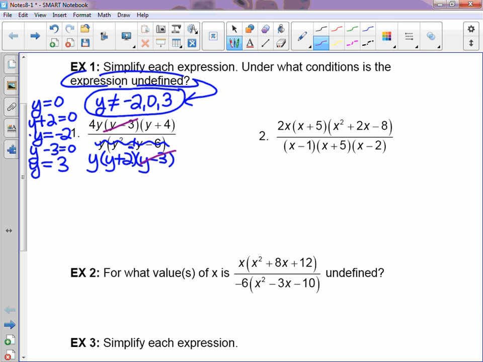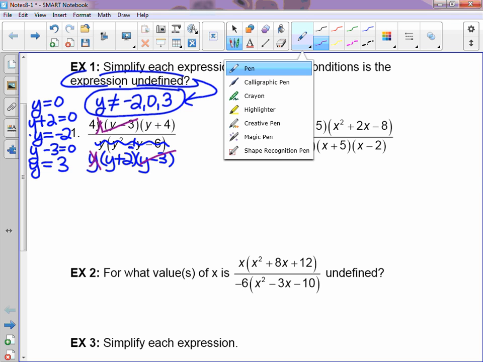Like simplify for y. These y's. Those you mean? Yes, those y's. So now, and sometimes you start marking out a lot of things, it's hard to see what you have.